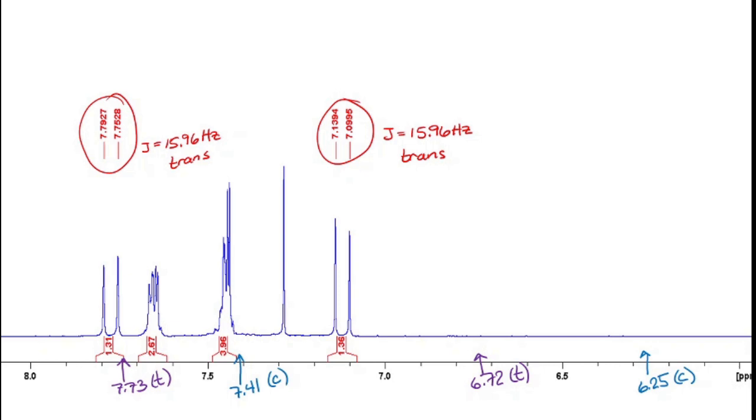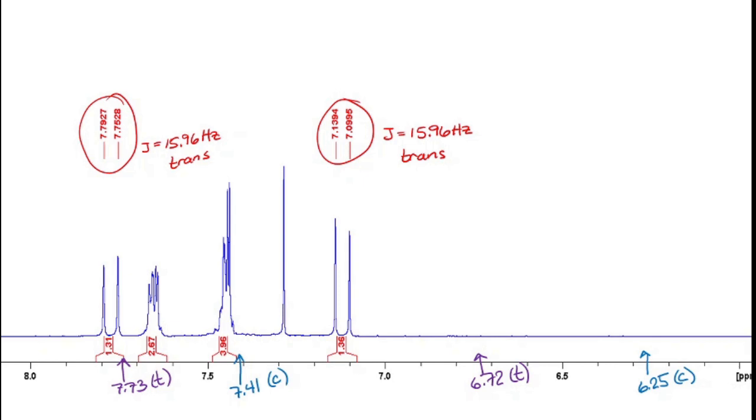And we see in this instance that those two doublets are a much better fit to the trans calculations. The one at 7.1 ppm is not a good fit to the 6.72, but it is closer than the 6.25. Whereas the peak at about 7.77 is a very good fit for the 7.73, certainly better than the 7.41.